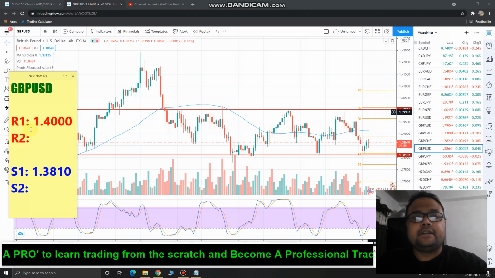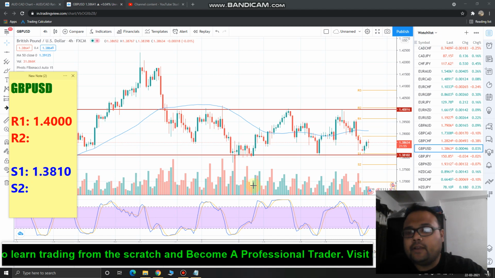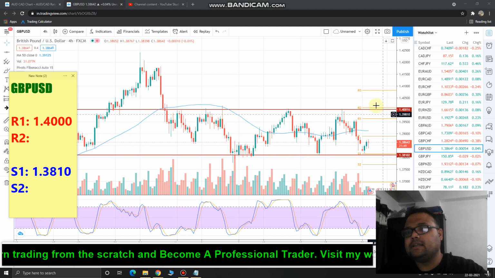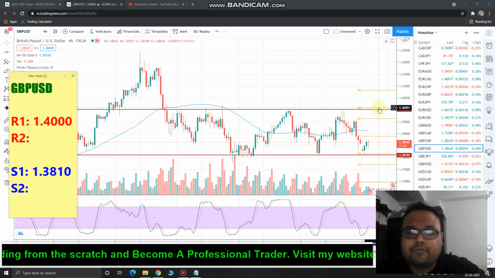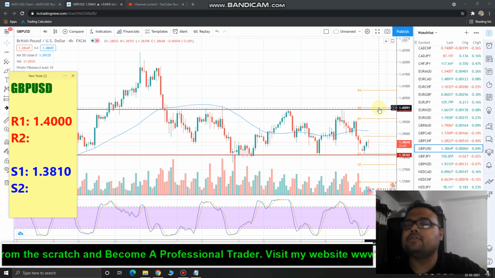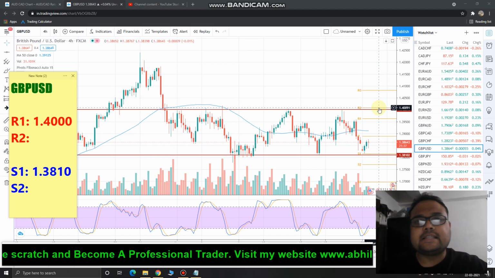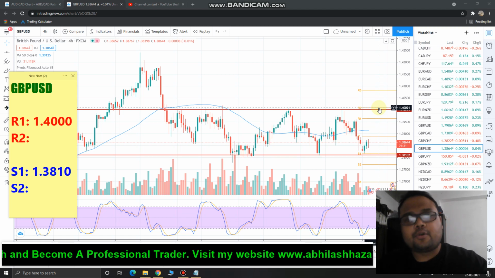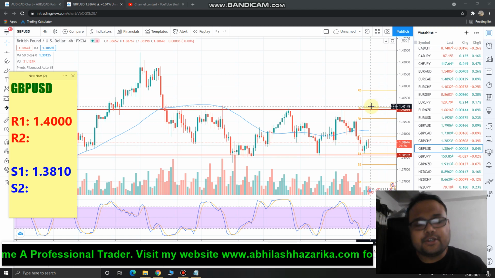This resistance is 1.4000, and this is the support 1.3810. You can short the market below this line. In case it crosses this resistance, then that's a different thing. Wait for 3-4 hours, try to understand the market psychology. If you see that after 3-4 hours, yes, market is trading comfortably, this time above the resistance, then it will be clear to us that yes, resistance has become the support now, and you can go for a buy above the resistance. But confirmation is important.